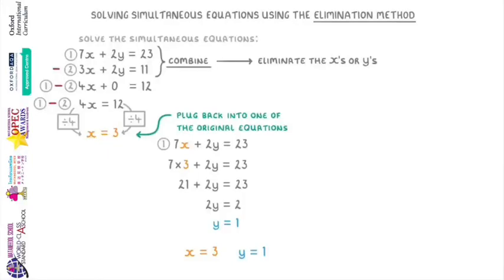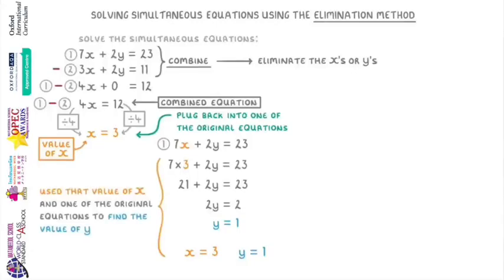So if we just quickly think back to what we did for a second, remember that first of all, we combined the equations to eliminate the y terms. And then we used the combined equation to find the value of x. And then finally, we used the value of x and one of the original equations to find the value of y.